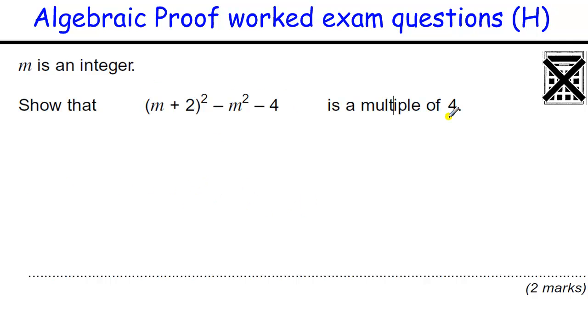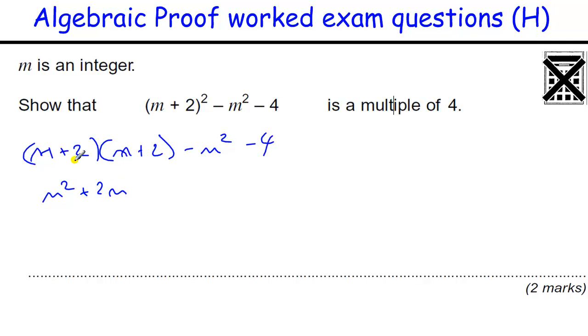Show that this is a multiple of 4. Again, multiplying out the double bracket, m plus 2 times m plus 2. When you get good at these, you'll be able to just do them in your head. So m times m is m squared, m times 2 is 2m, and 2 times 2 is 4.